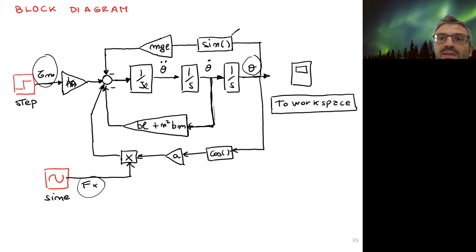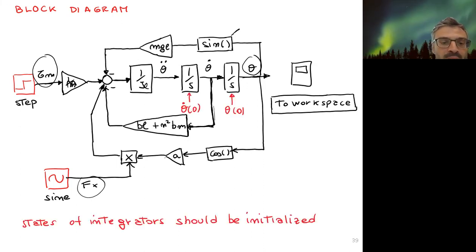We can simulate this in MATLAB, and since it's a second order system, we know that we have two integrators that have states, and this means that the states of these integrators should be initialized with the initial value for the angular position and angular velocity of the link.